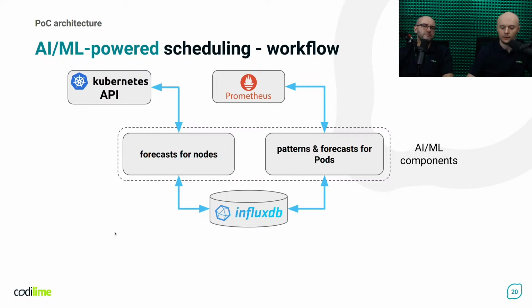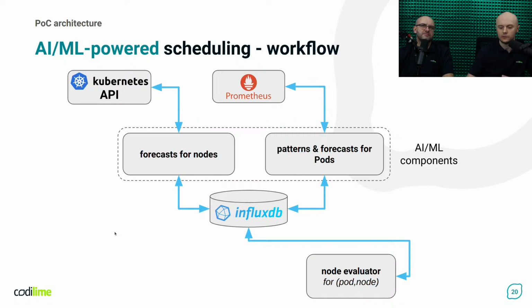database as well. And finally, another component comes into play, which is called a node evaluator. It takes the aggregated forecast from InfluxDB, and based on that, it calculates scores for each node. And this is an ongoing process. So these components are clear, I hope, also for our guests, but I think it's time to show how we integrated it with the Kubernetes scheduling framework.